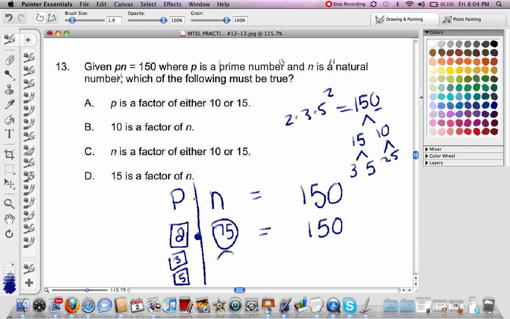Well, I could do the same thing for 3. If 3 is the prime number, 3 times what gets 150? 3 times 50. So N could also be 50. And the last one, 5 times what gets 150? 5 times 30. 30 is my natural number.